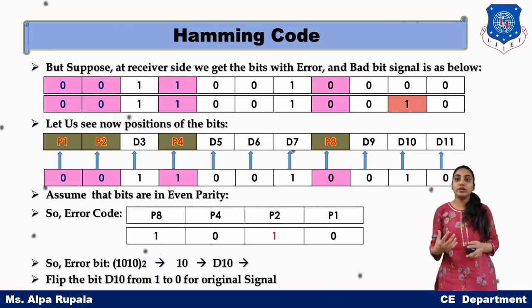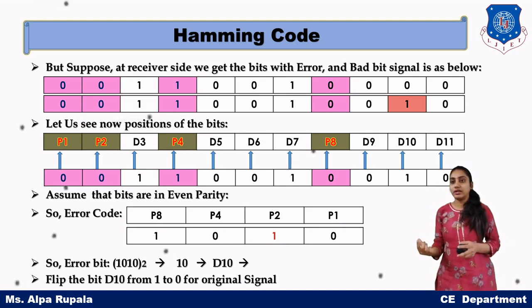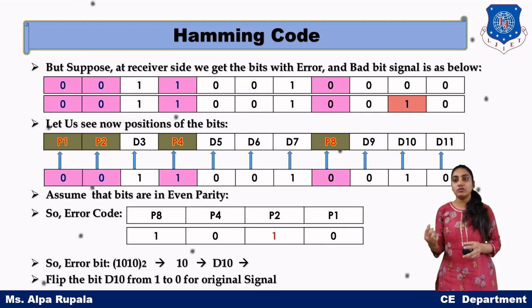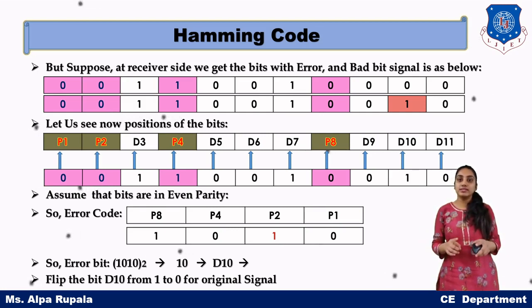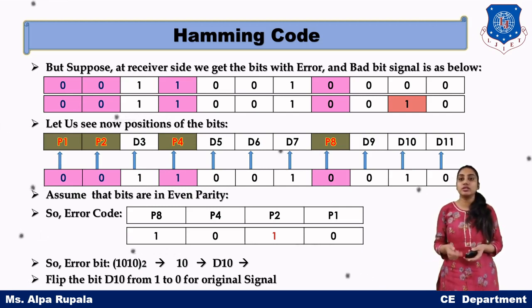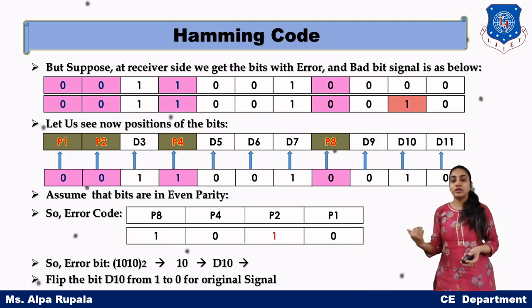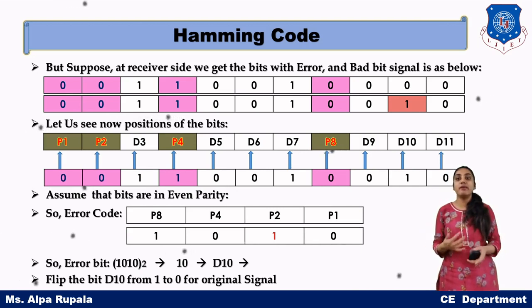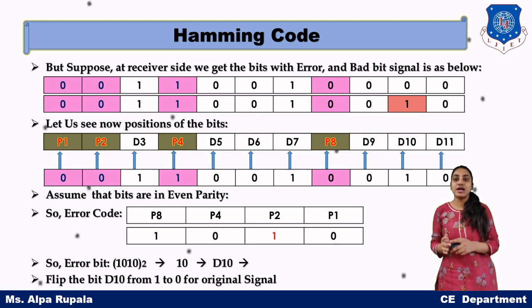If we need to find which bit has the error, this whole error code is represented as binary data. Now we need to convert it into decimal, and this will be our answer. Likewise, 1 0 1 0 in binary form, if we convert it to decimal, will be 10. So we can identify that the D10 bit has the error.